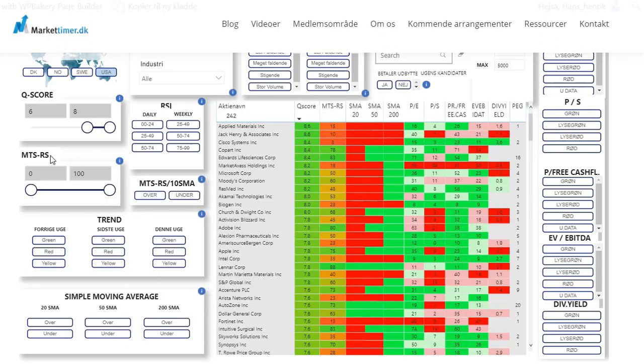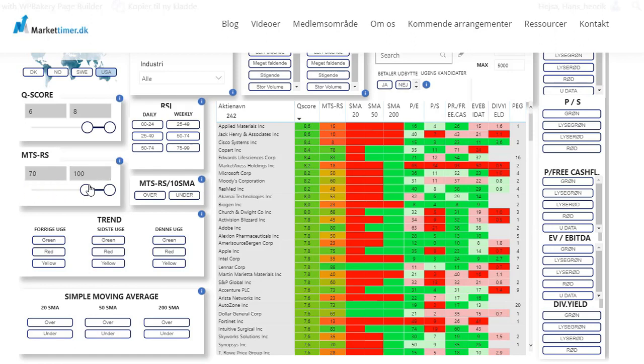Then I have my own relative strength score, where I take every single stock in this universe and look at how well they have performed over 1 month and over 3 months. I rank them on both, give them a score, and see who has done best. If they are at 100, it means they are in the top 1% of all the stocks.